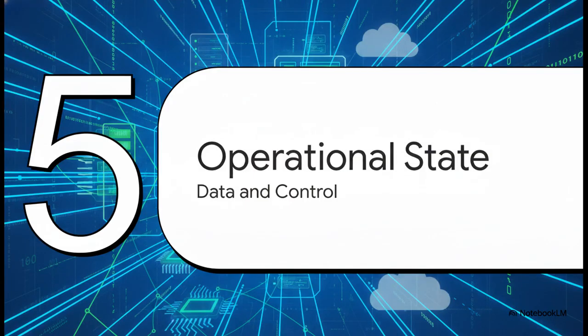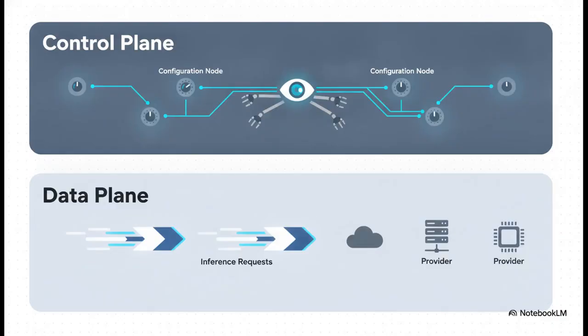Moving right along to stage 5, operational state and data. Where does all this memory, configuration, and routing state actually live? OmniRoute is basically split into two halves, both powered by a local SQLite database. On one side, you have the data plane, which is just busy carrying your actual inference requests. On the other side is the control plane, deciding how those requests should be handled.